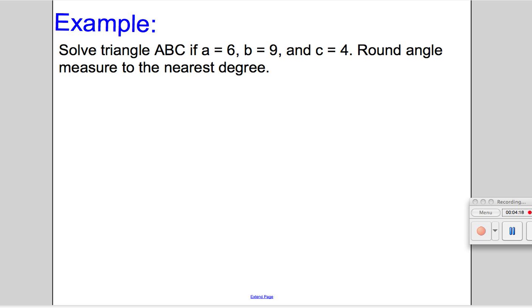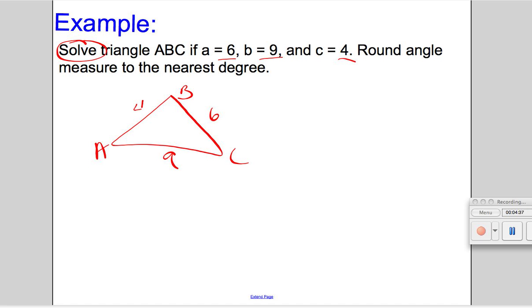Now we're solving triangle ABC if we know all three sides. To solve a triangle really means finding all the angles and sides. Notice in this triangle I'm given the three sides. Lowercase a is across from angle A, so that's 6. Across from angle B is 9, and across from angle C is 4.